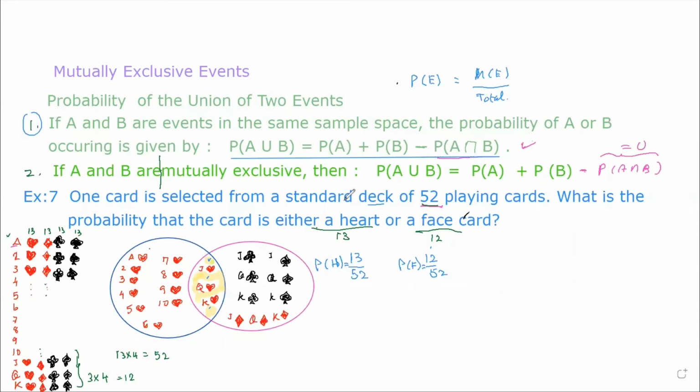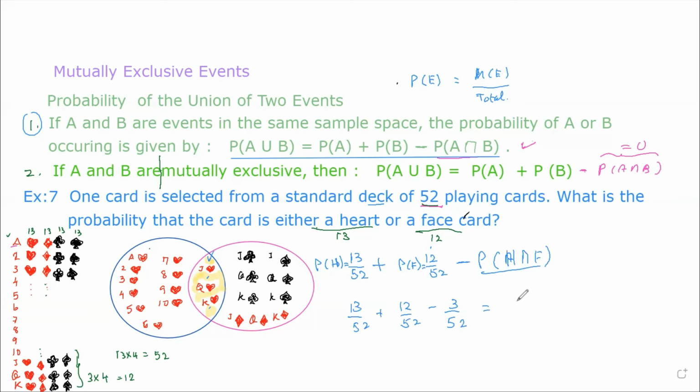So P of A, the probability of heart, plus P of B, the probability of face card. So we add it up, and then minus P of A intersect B, where A is the heart card and B is the face card. This is the intersect. How many do we have? 1, 2, 3. So the probability of heart card intersect with face card, the yellow shaded section here, is 3 over 52. So finally we write down 13 over 52 plus 12 over 52 minus 3 over 52.